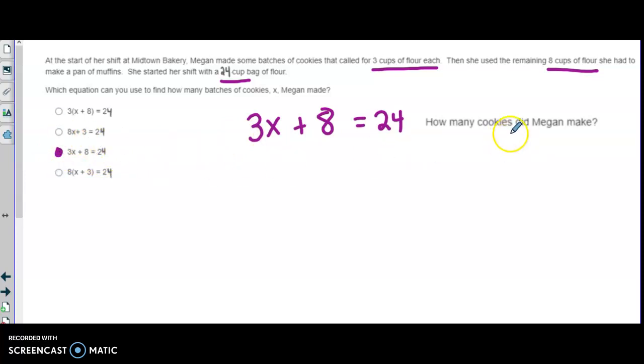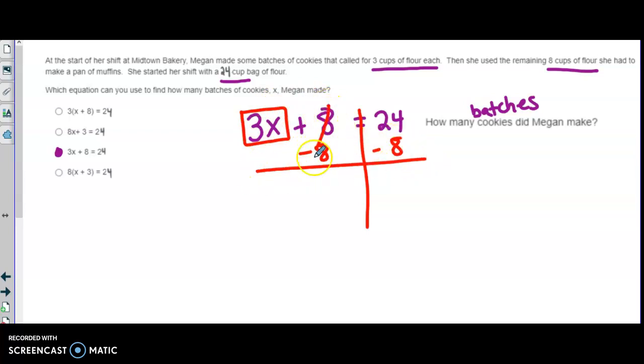And then the question says, how many batches of cookies did she make? This should say batches. I gotta fix that. We don't know how many cookies, we just are trying to solve for how many batches. So if we solve this equation for X, we're trying to get the X by itself. So we ask ourselves what's on the same side that we need to get rid of, and we need to get rid of a positive 8. The opposite of plus 8 is minus 8. So we're going to subtract 8 from each side.